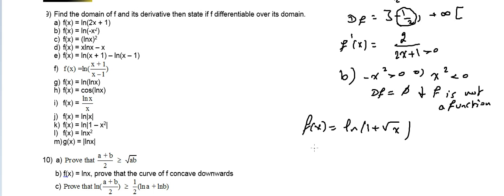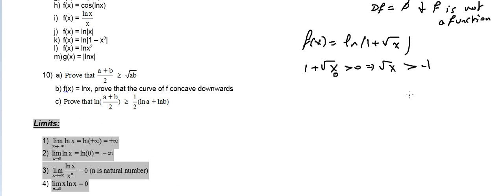First, what is the domain here? 1 plus radical x should be positive. This means radical x should be greater than minus 1. And if x is 0, x couldn't be less than 0, right? If we put 0 instead of x here, it will be greater than minus 1, and it couldn't be less than 0. So the domain of the function f is from 0 exactly to plus infinity.